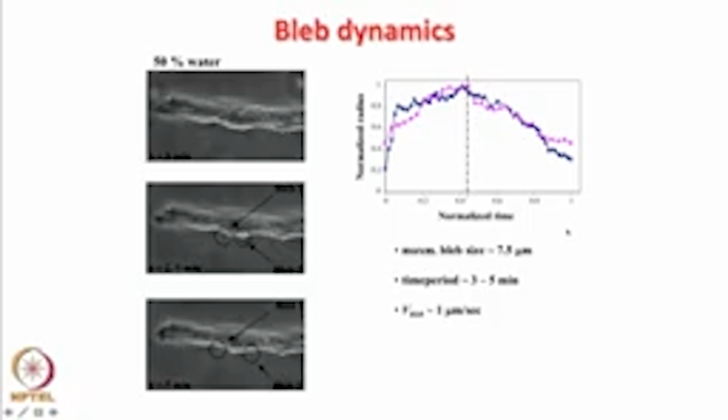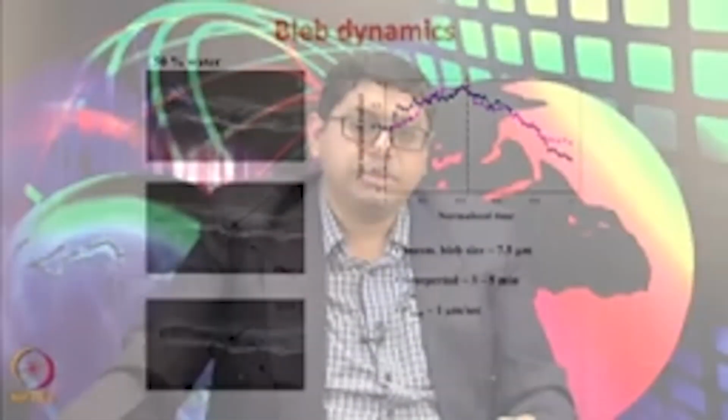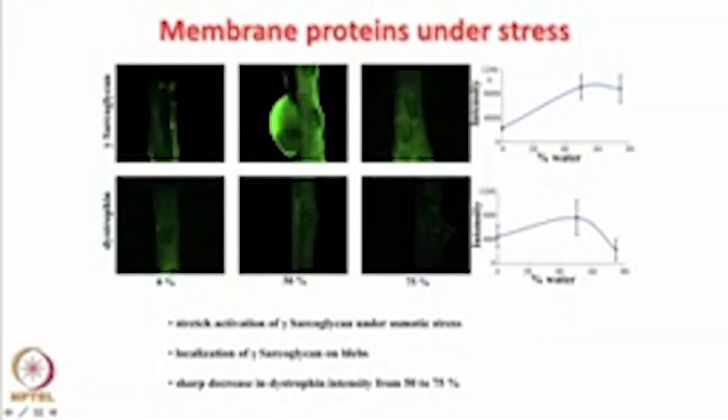So, what is regulating the self? That means there must be some sensor which detects this increase in membrane tension and accumulates there. And if you see, this is an example of a protein called gamma sarcoglycan. What you see is wherever there is a blip, there is an increased localization of this particular protein called gamma sarcoglycan. So, you can track this dynamics.